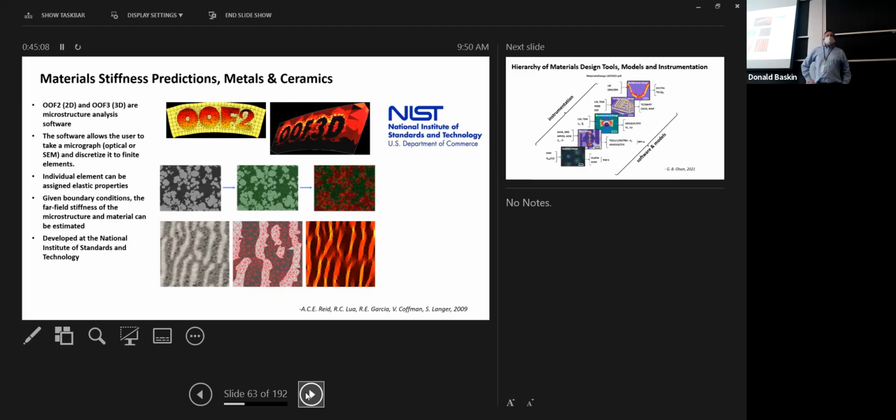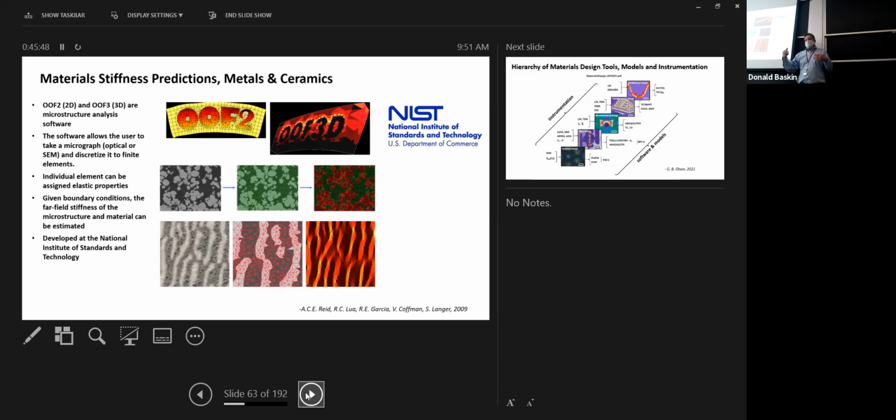So OOF is a neat program. What this program allows you to do is take a microstructure that maybe you got from a scanning electron microscope, or an optical microscope, or maybe a transmission electron microscope. You scan that microstructure, and then you can apply elements. You can discretize the microstructure. You can break each of the grains or precipitates or whatever phases in there up into little elements, and then you can assign mechanical properties to each of those little elements, dependent on what the phase is, right?